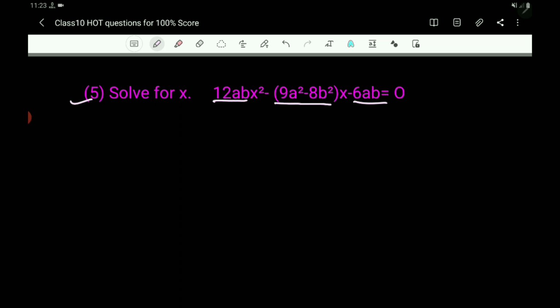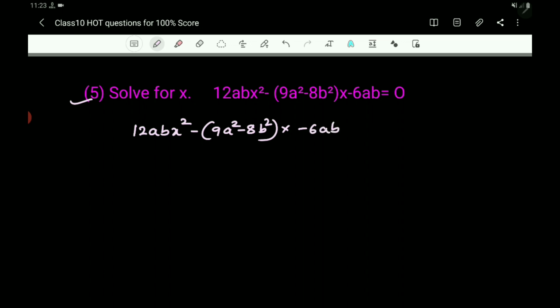Now you can solve this equation by factorizing the middle term or by splitting the middle term. You know that there are different methods to solve the quadratic equation. One method is by factorization. Now if it is possible to factorize this trinomial, then you can factorize and solve the equation. So now let us take the first equation here. 12ab x square minus of 9a square minus 8b square into x minus 6ab equals 0.